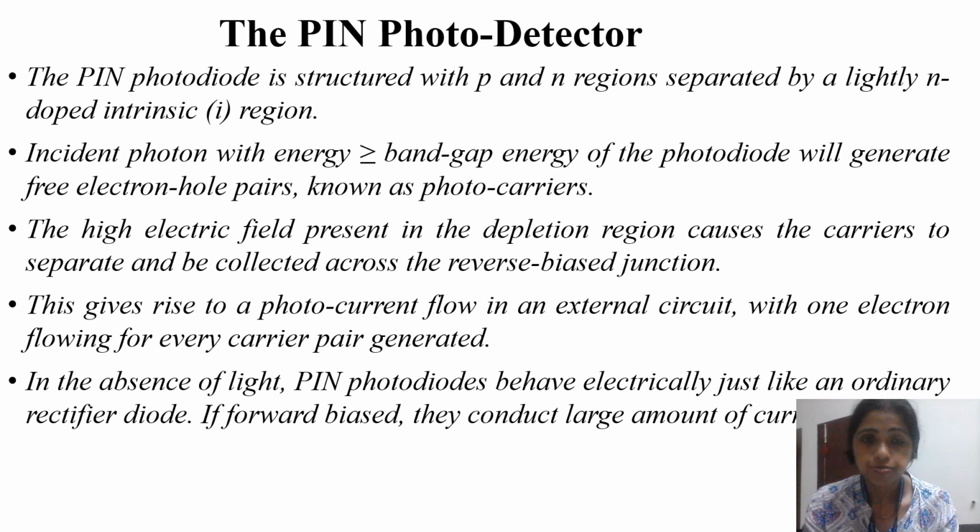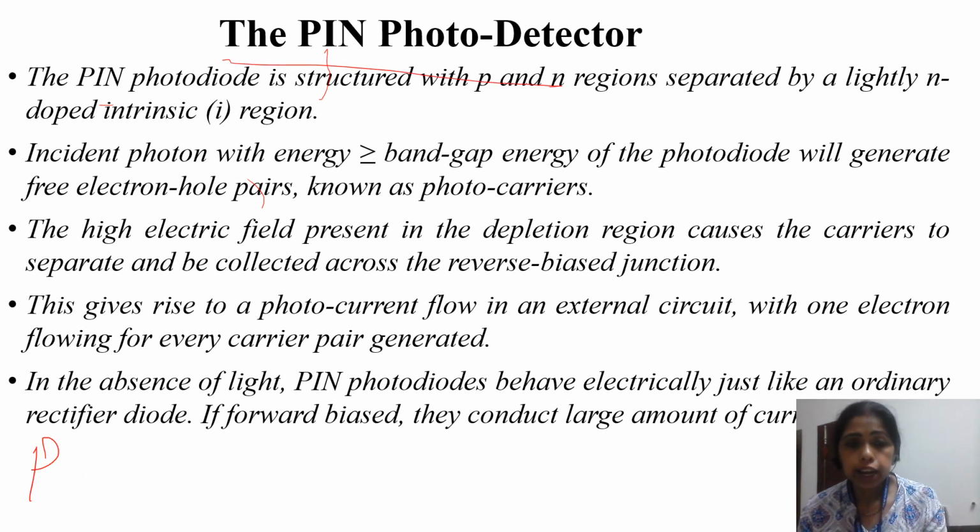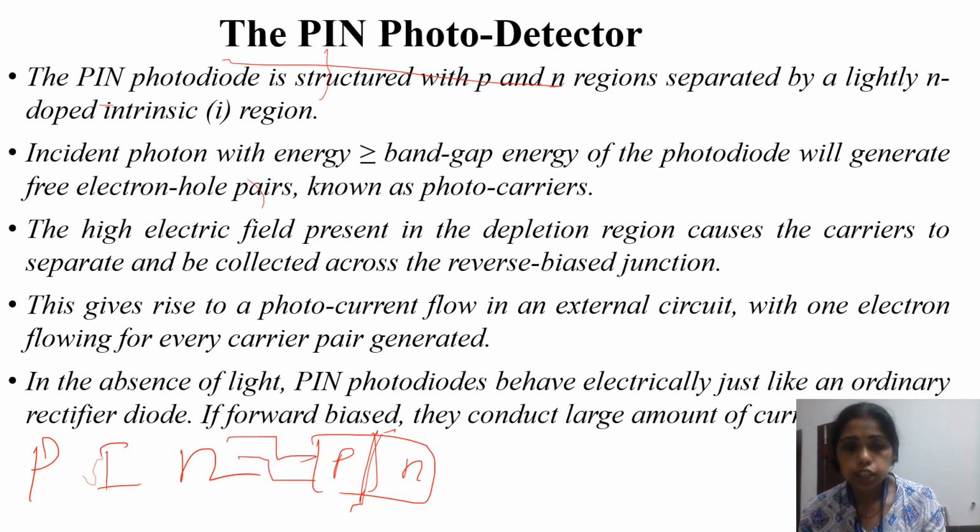Now come to the PIN photodiode. By name, there are three layers: one is the P layer, another is the intrinsic layer, and another is the N layer. Normally, for the design of a PN junction diode, there is one junction. You need to prepare the heterojunction so that you can achieve a good photodiode.